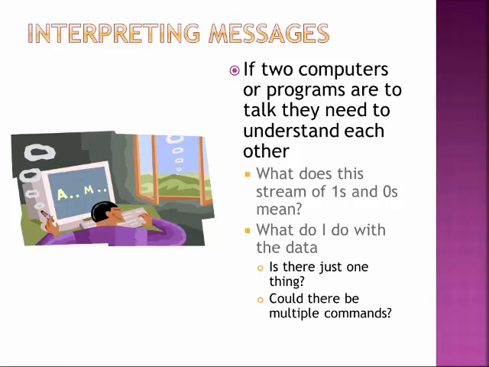So if our two different applications we're going to build, two computer programs we're going to build, are going to talk to each other, they need to understand what the data they're sending is. It all comes by as 10, 110, 10110, or whatever the data stream is going to be. And so I have to understand, what do I do with that data? Is there just one thing I'm receiving, or is there multiple different options of the things I could be receiving? What's that communication look like?